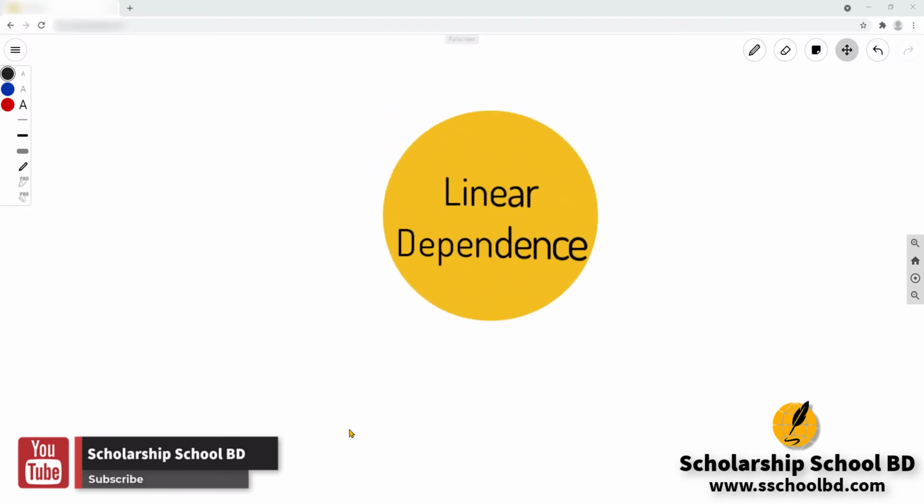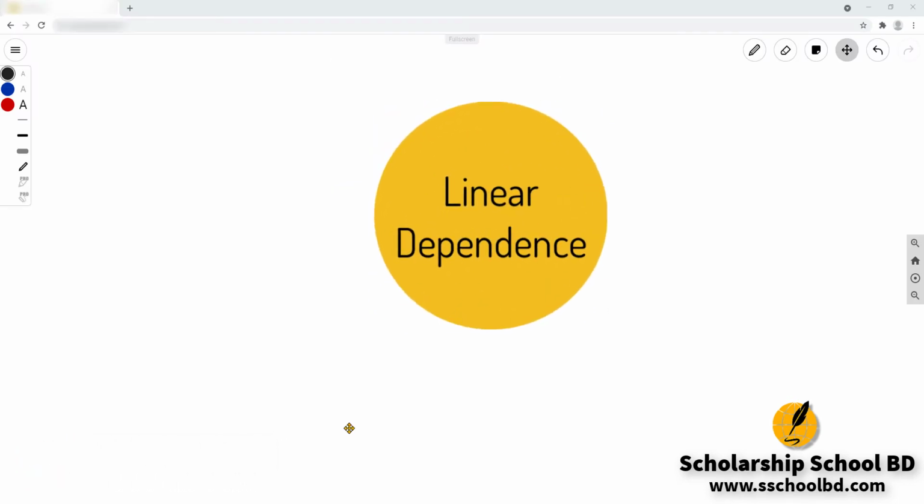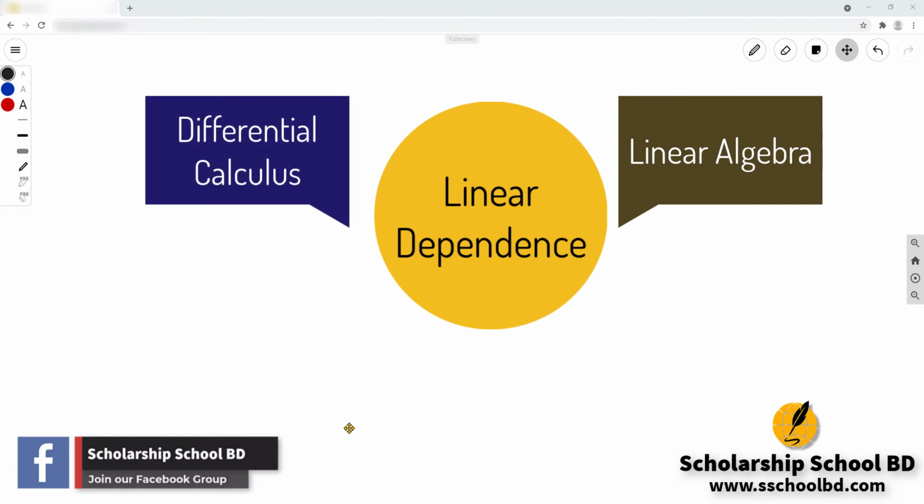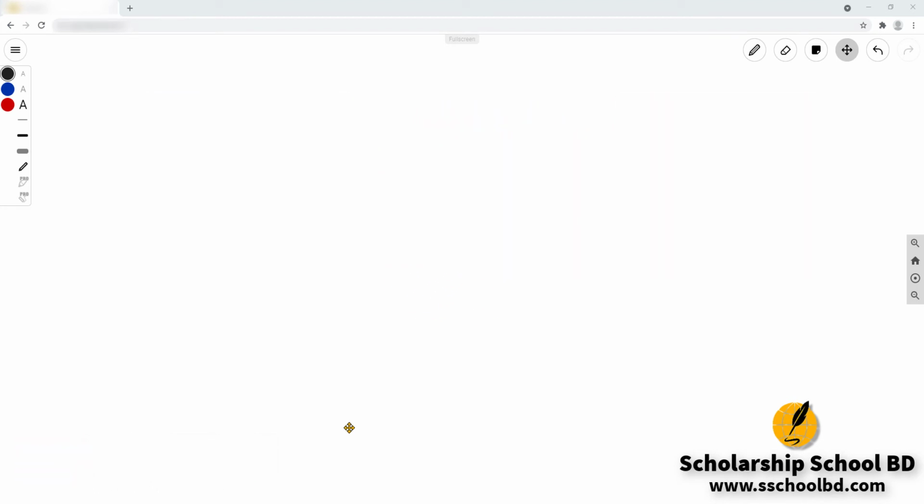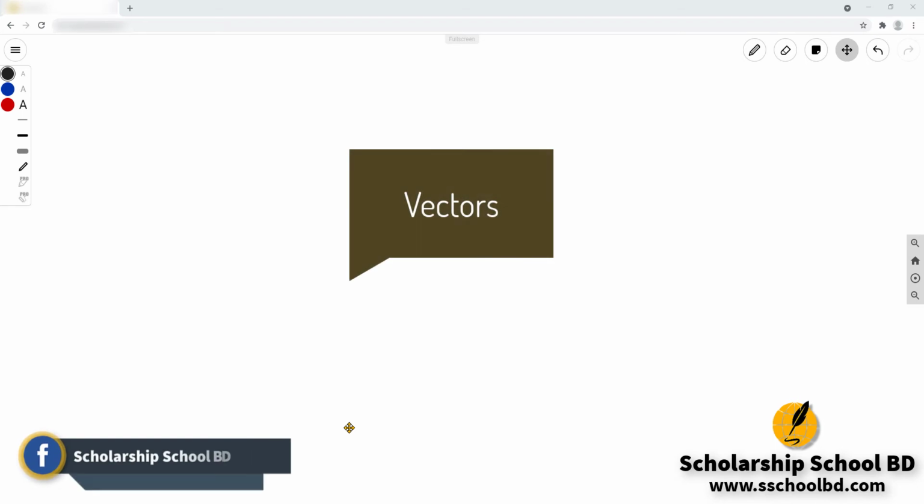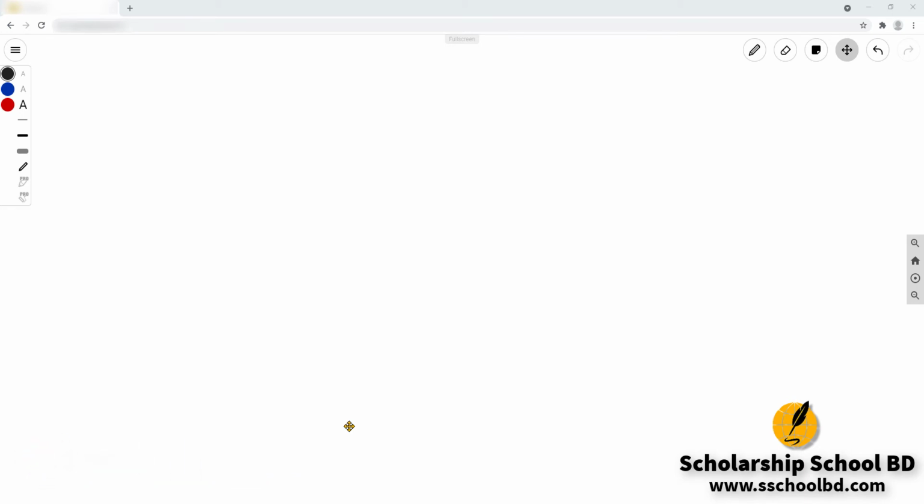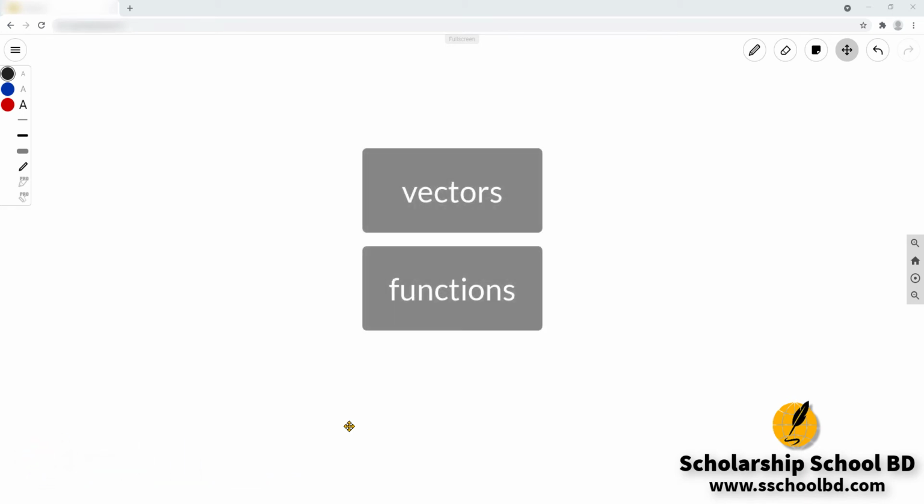Linear dependence is an important concept of machine learning. It originates from the study of linear algebra, and it is also encountered in the study of differential calculus. In linear algebra, we mostly deal with vectors, whereas in differential calculus, we deal with functions of variables. In this discussion, the functions and the vectors are assumed to be equivalent, so the theory that is going to be discussed here will be equally applicable to the vectors and to the functions as well.